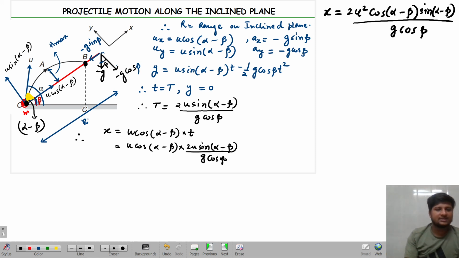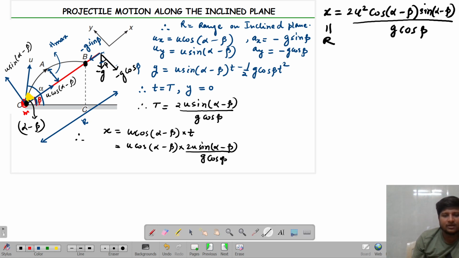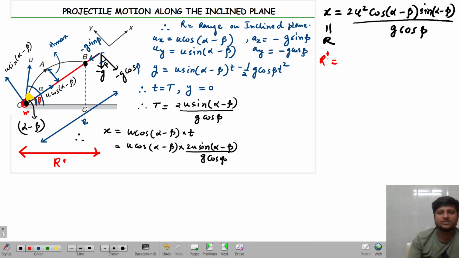Okay. Now x along the inclined plane is this only. Now if someone asks you what is the value of r along the horizontal, right or not? This is the r along the horizontal or not? So this is r prime I'm considering. R prime is the range along horizontal. So this is going to be how much? If I get the value of r and I know the value of beta, this base is going to be how much? r divided by cos beta.